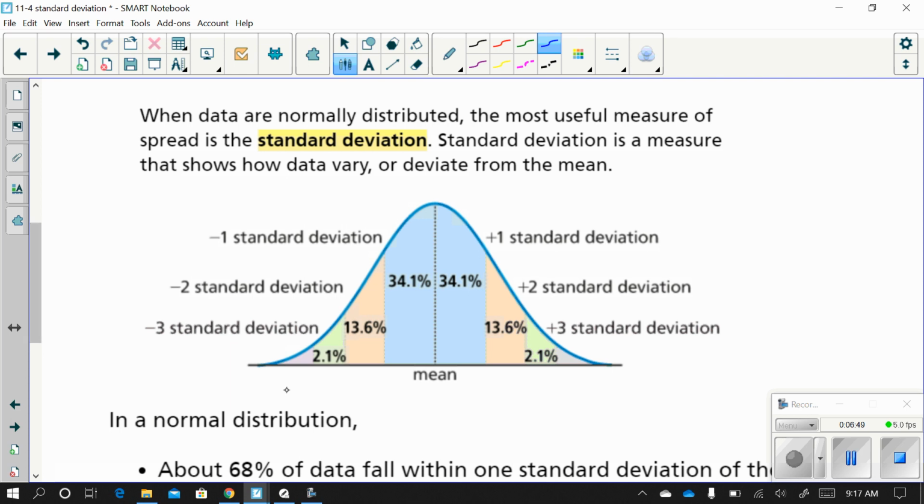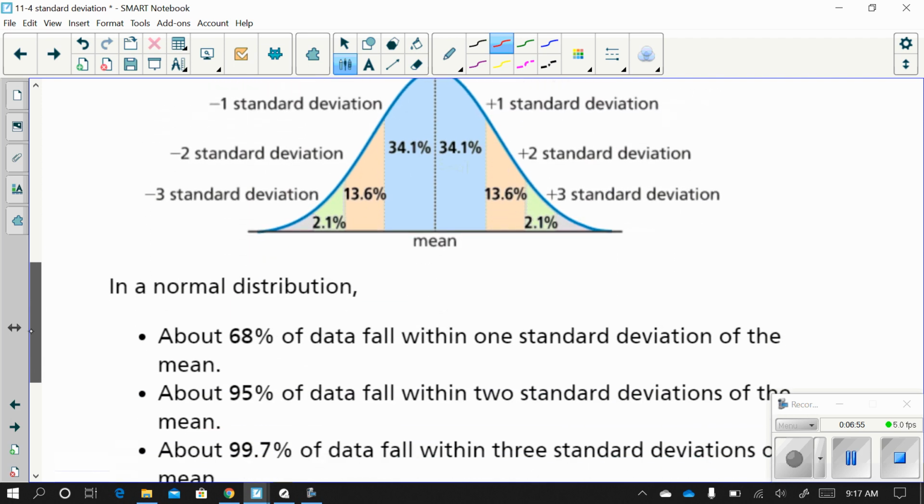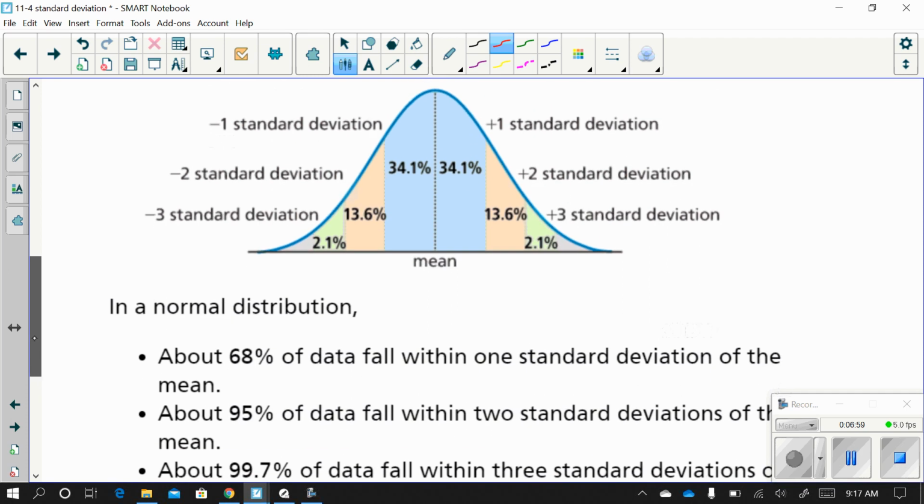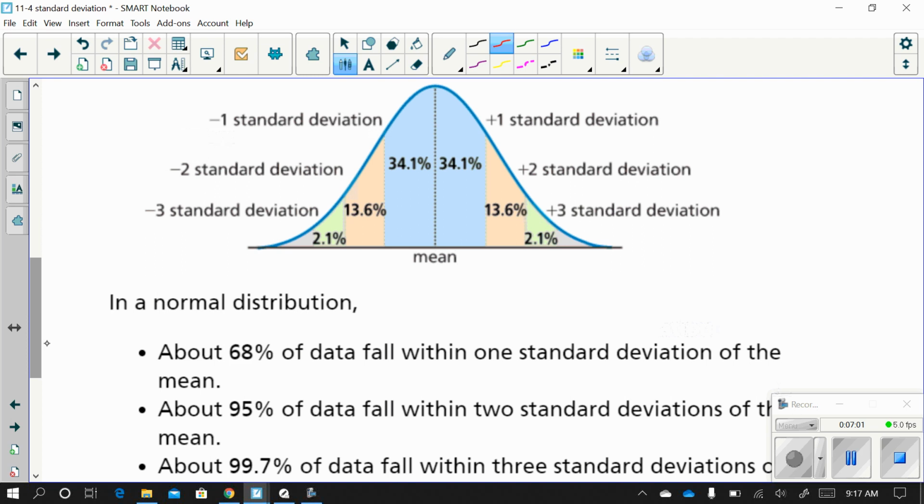So here's my bell curve. We are talking about standard deviations. In a normal distribution, up to about 3 standard deviations is what is expected. 68% of the data fall within 1 standard deviation of the mean. This area right here in blue is plus 1 standard deviation on this side. This dotted line in the middle is the mean, and over here it'd be minus 1 standard deviation. 68% of the data is in between those 2 red lines.